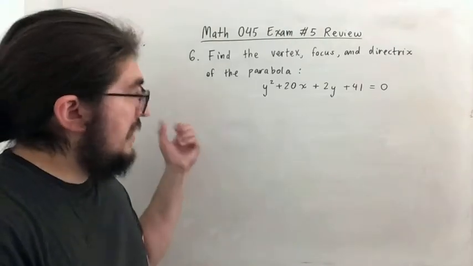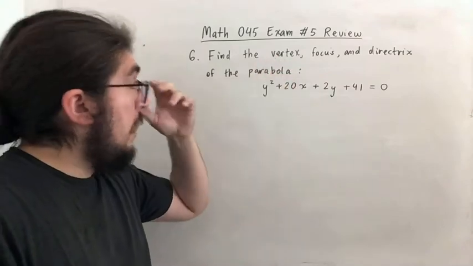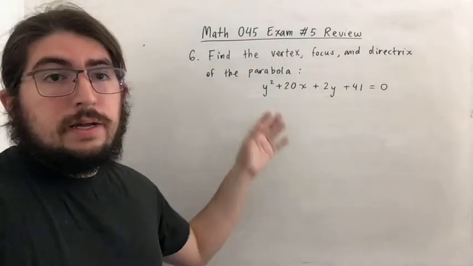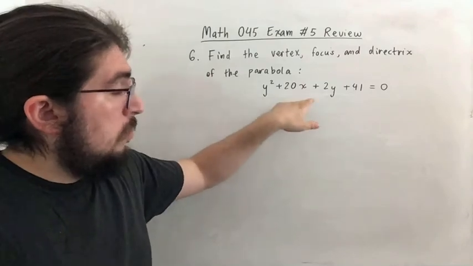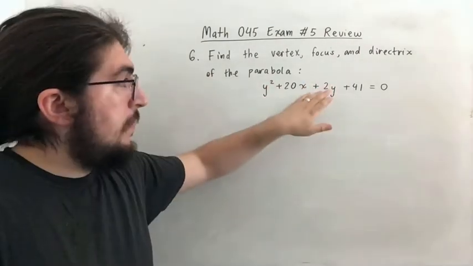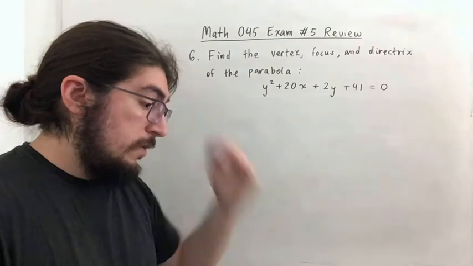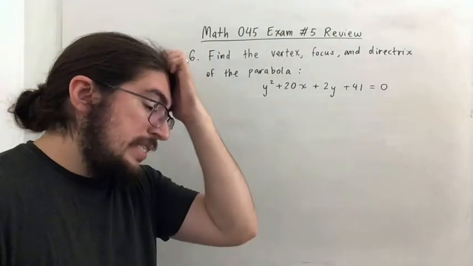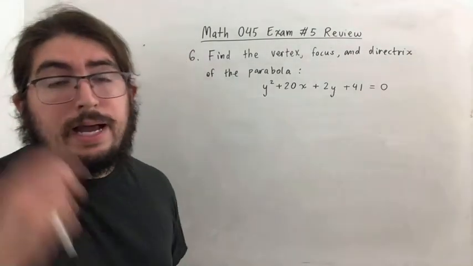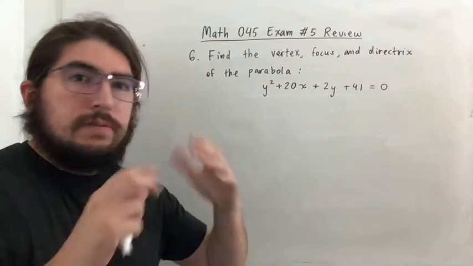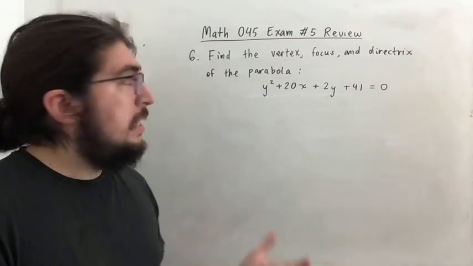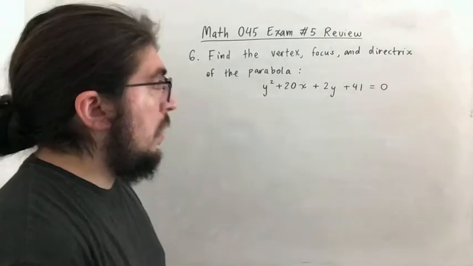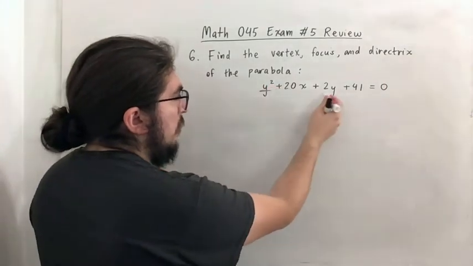All right, so for 6, we want to find the vertex, focus, and directrix of the parabola whose equation in general form is y squared plus 20x plus 2y plus 41 equals 0. So remember that standard form for a parabola has either an x squared or a y squared, and then the other one that's not squared is multiplied by 4p. Clearly here the one that's squared is y because we have the y squared. So I want to complete the square.